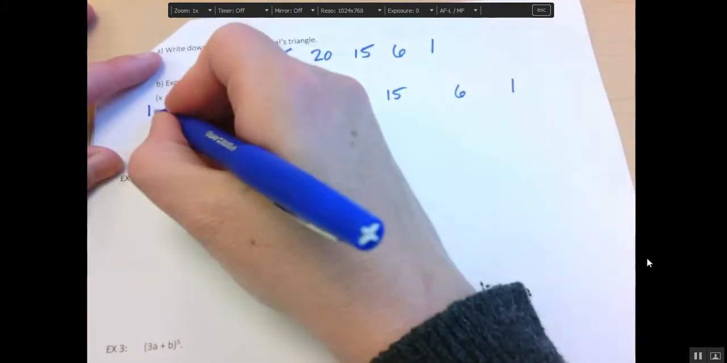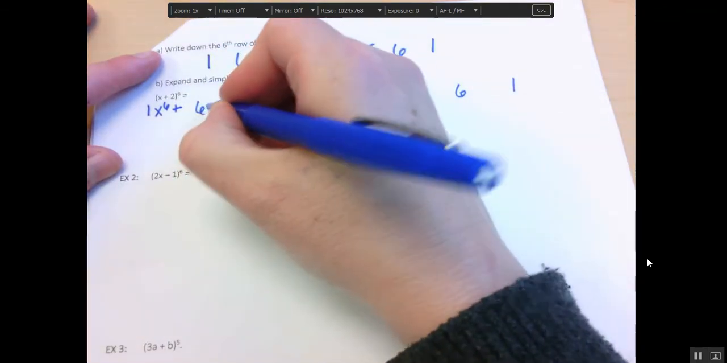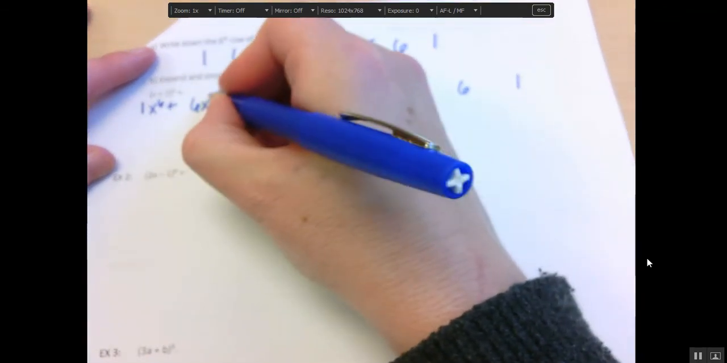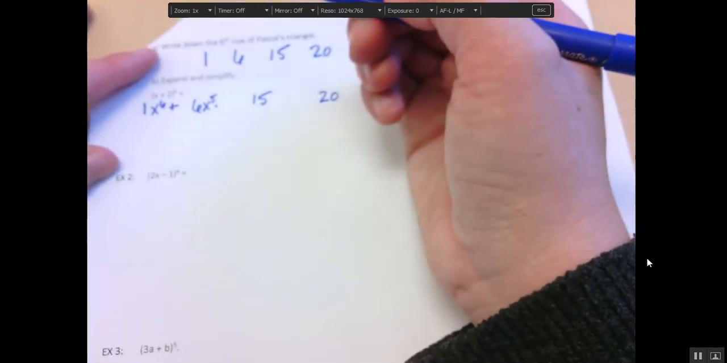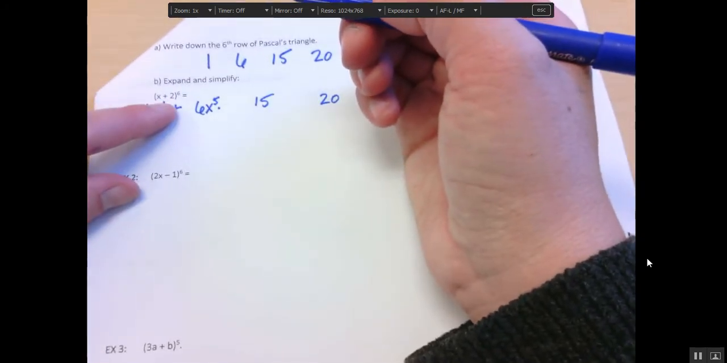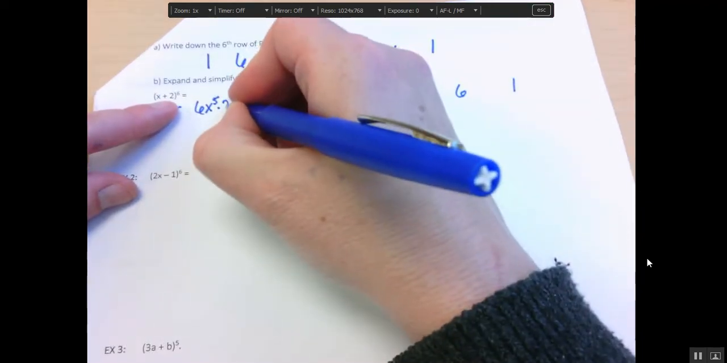And the first one is just x to the 6th. The next one is going to be x to the 5th times what? But I don't have a y, so what do I have instead of a y? I have a 2, right. So it's a number this time instead of a variable. So it's going to be x to the 5th, and 2 to the 1, but that's just 2.